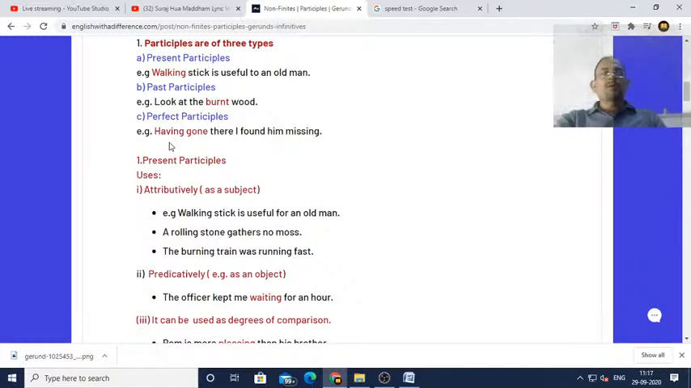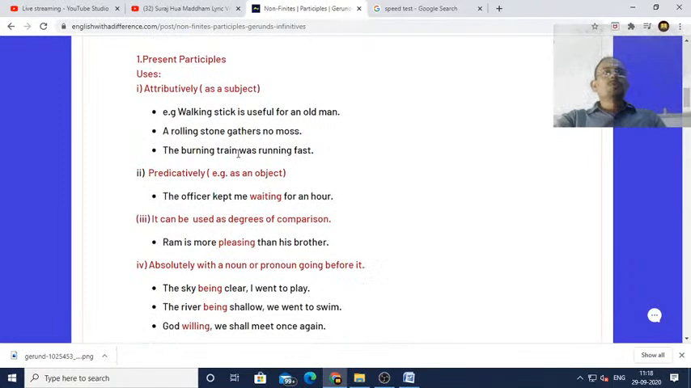So dear students, I hope you've understood. Present participle always begins with ing, always has the ing tagged with the verb. Past participle is always the verb 3 form of the verb, and perfect participle is verb 3 with having. Having gone, having come, having visited, all this. Understood? Now let us move on to the use of the present participle.